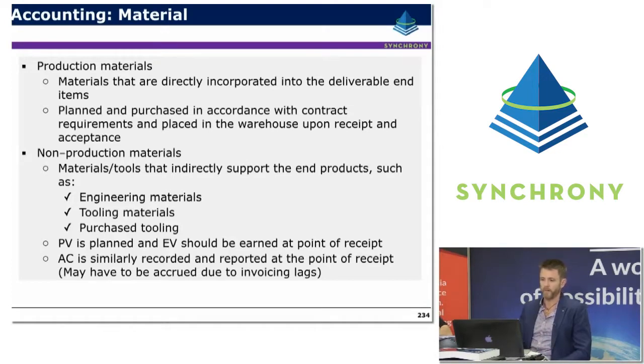For non-production materials, so materials that aren't directly incorporated, materials and tools that indirectly support the end products, such as engineering materials, tooling materials, purchased tooling. The planned value and earned value should be earned at the point of receipt, so as soon as they're received, rather than when they're distributed from a warehouse.